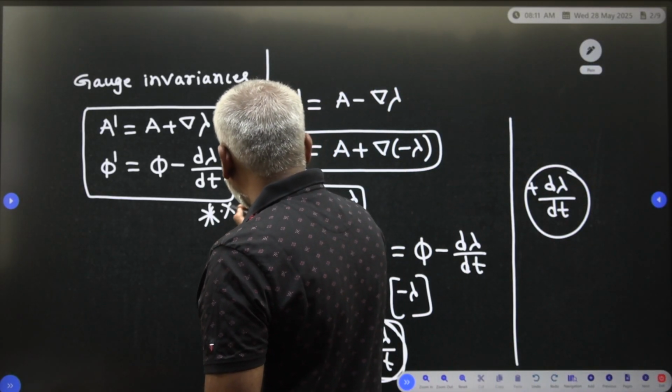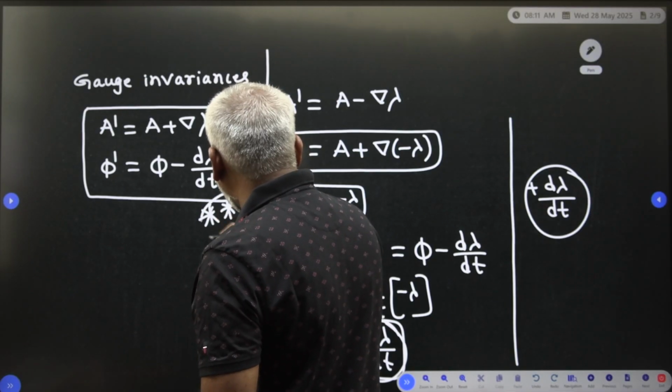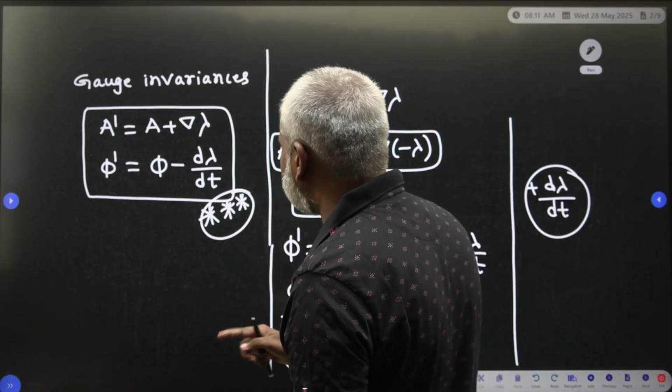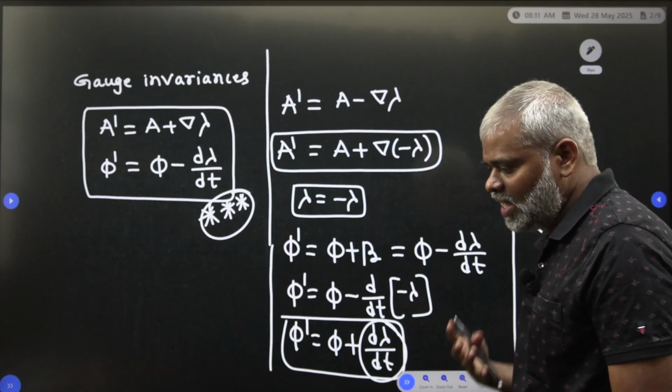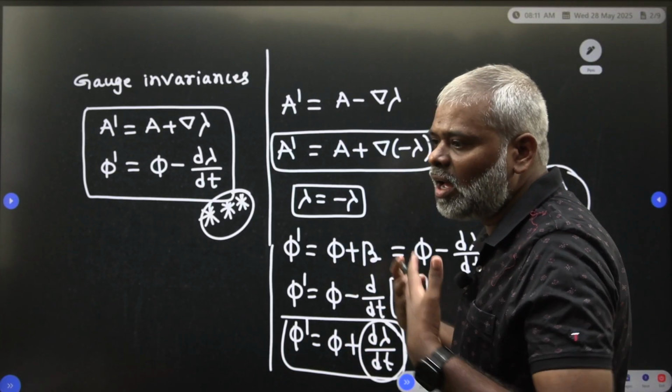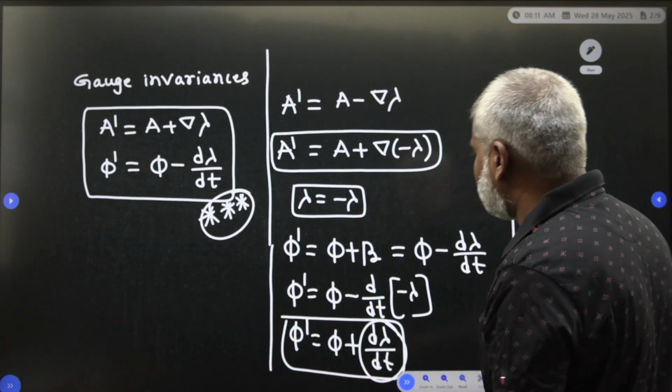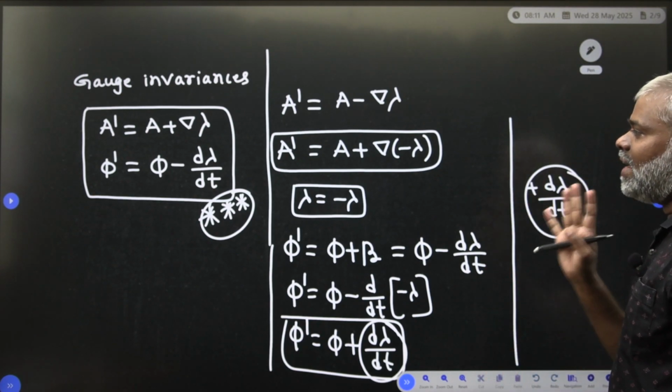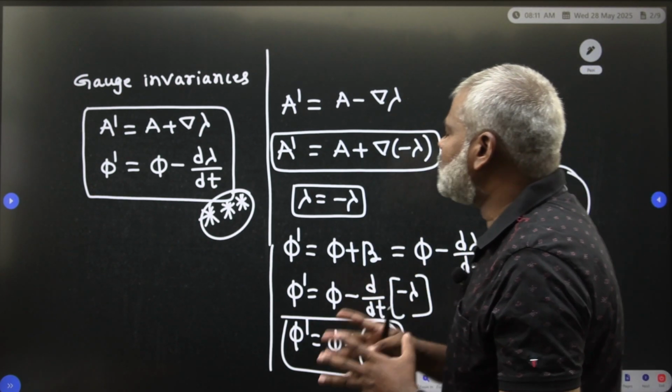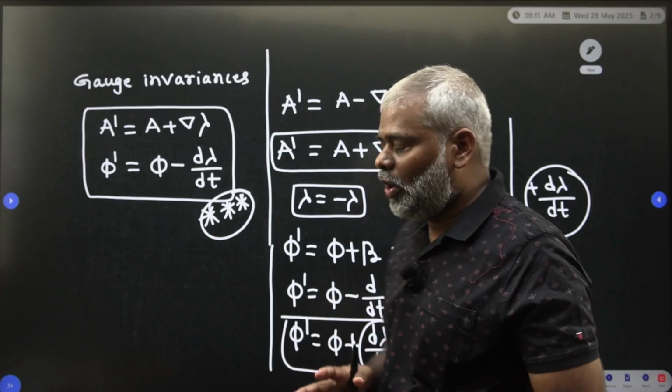So many times, competitive exams ask questions based on these gauge invariances in CSIR, GATE, JL or DL or Polytechnic, the JEST exam, any exam. These gauge invariance or gauge transformations are very, very important.